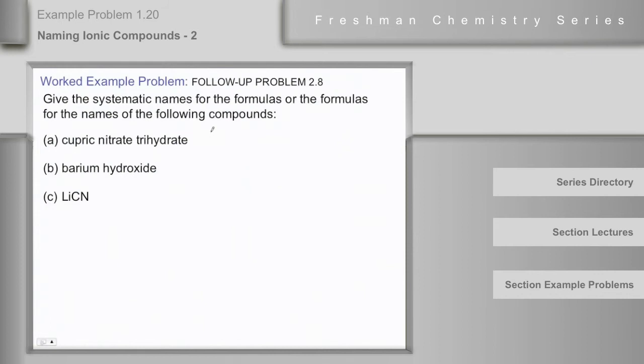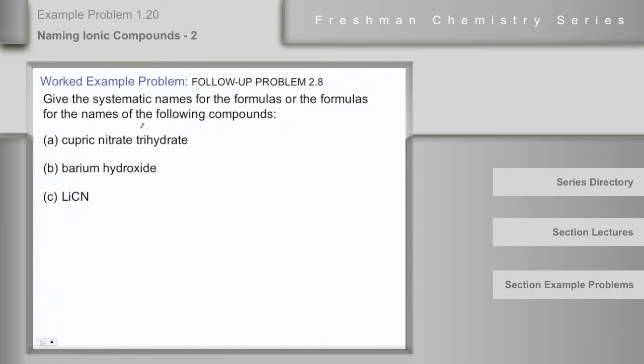This problem deals with assigning names and their equivalent formulas for some more complicated ionic compounds that involve polyatomic ions. There are some additional rules about such ions, and you need to memorize the names of the common ones in the tables listed in the syllabus. To begin with, let's look at cupric nitrate trihydrate.